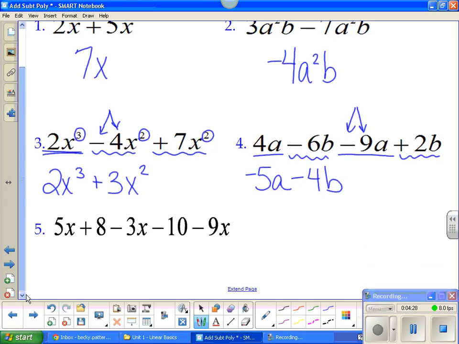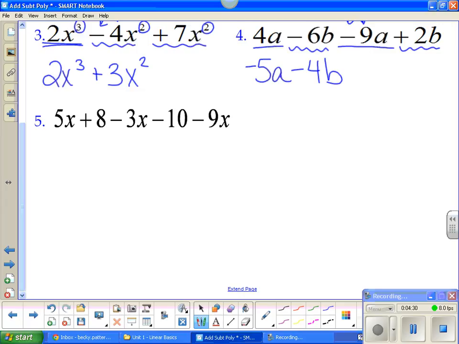And the last example we have of this, to find my like terms, I have a positive 5x, I have a negative 3x, and I have a negative 9x. So the 5 and the negative 3 is going to give me a negative 2. And then to combine the negative 2 with the negative 9 will give me a negative 11x. And then I've got a positive 8 and a negative 10, and that gives me a minus 2.